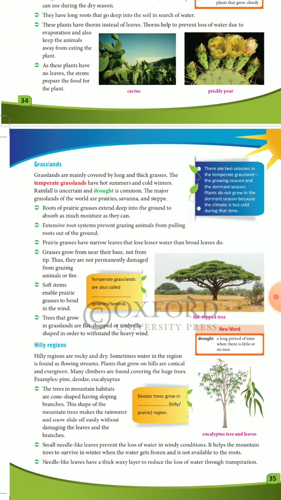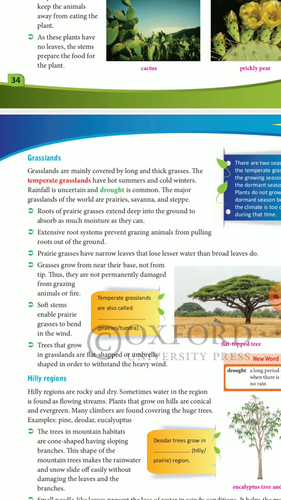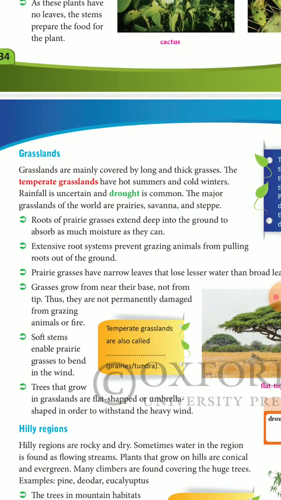grassland. Now, from the word only you can know a grassland. The grasslands are mainly covered with long thick grasses. Here a large amount of grass grows. The temperate grasslands have hot summers and cool winters. Again, here the summers will be very hot and the winters will be cold, but not just like a taiga region. It will be a little bit warmer than the taiga region. So the rainfall is uncertain and the drought is common.